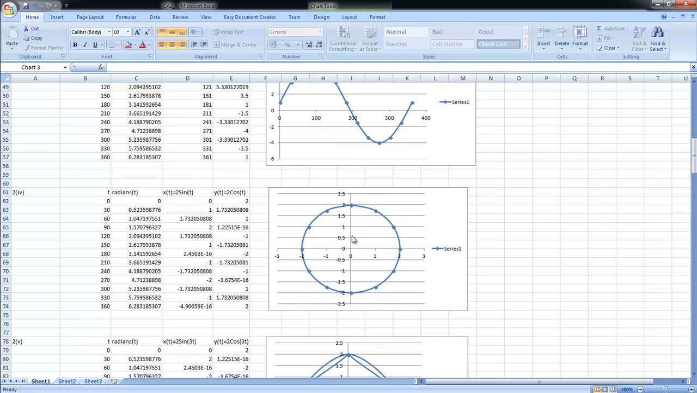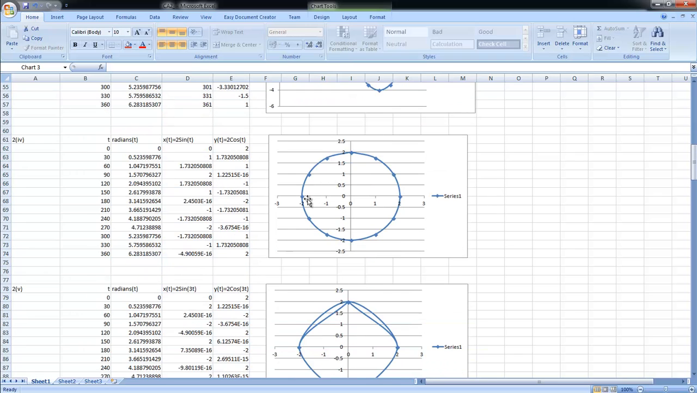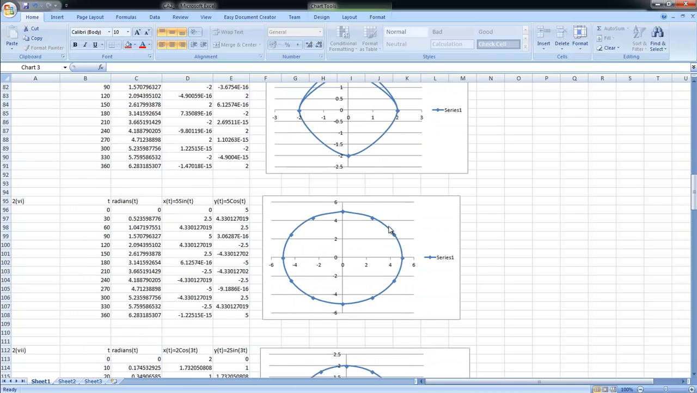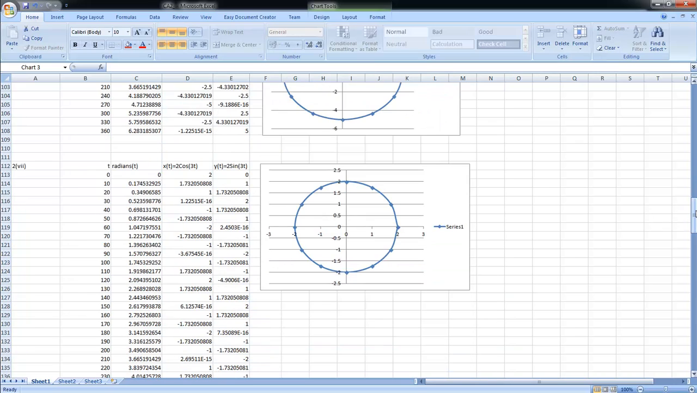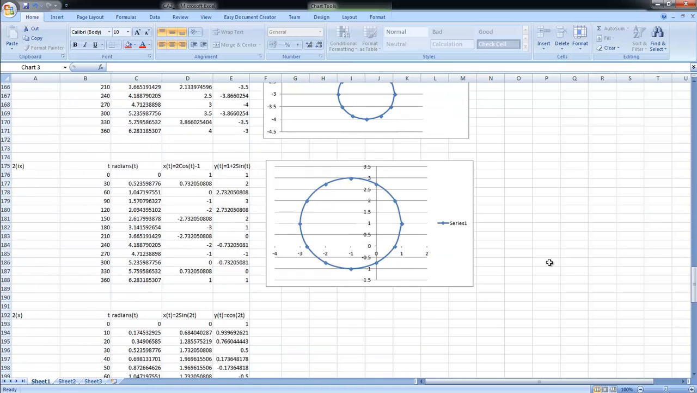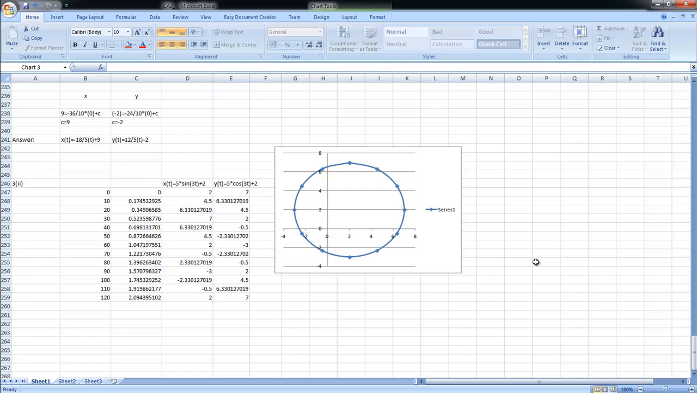And for a circular motion, you need either x or y, one to be sine and one to be cosine, and that would create a circular motion. And in a circular motion, how do you control the radius? So this is all my answers, and I will show how to control the radius.